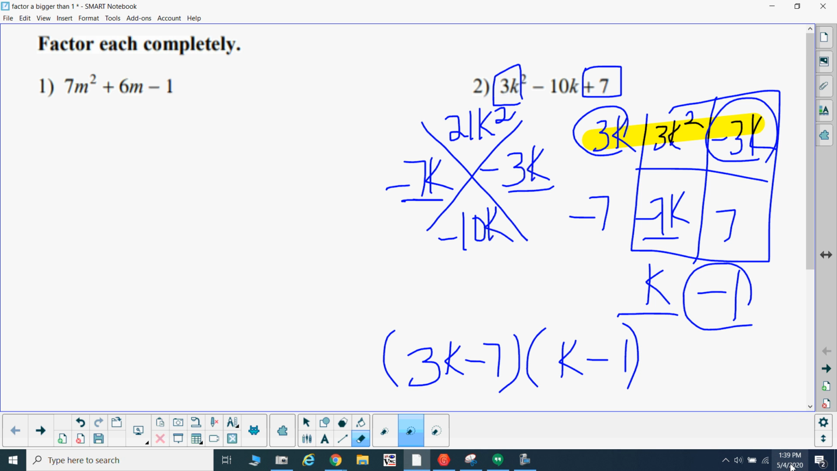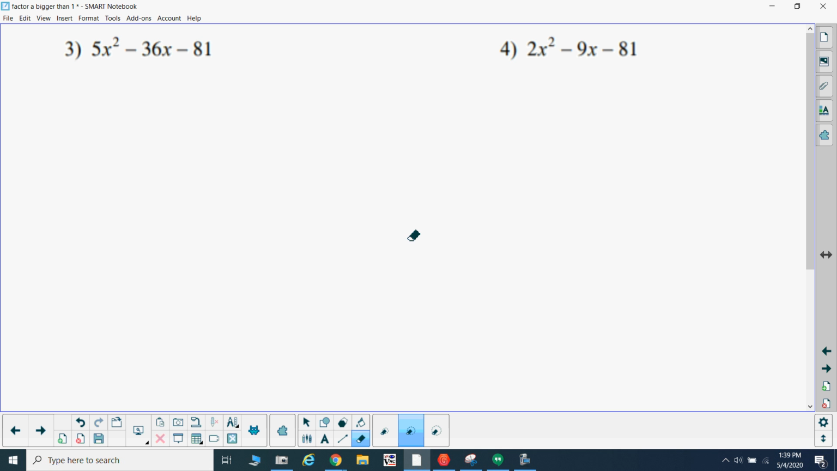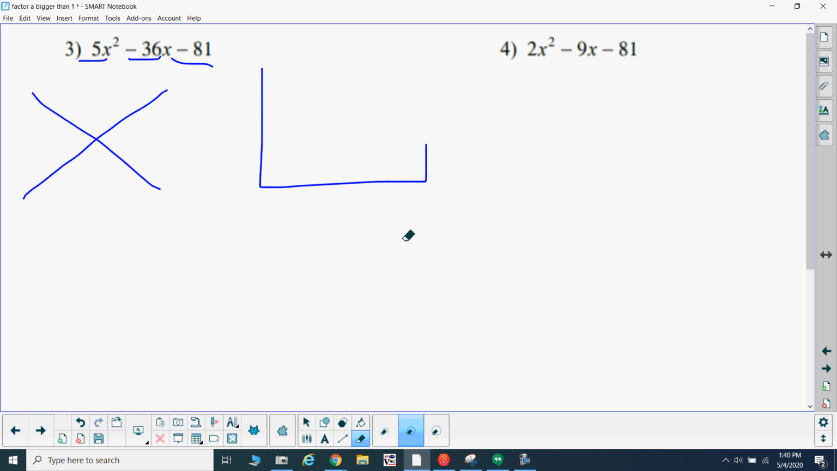All right. Let's see. I should have said it in the first place. Always first start out by seeing if there's a common factor. And in this case, 5 does not go into 81 or 36, so the answer is no. The problem with factoring this way is you end up with really big numbers sometimes.